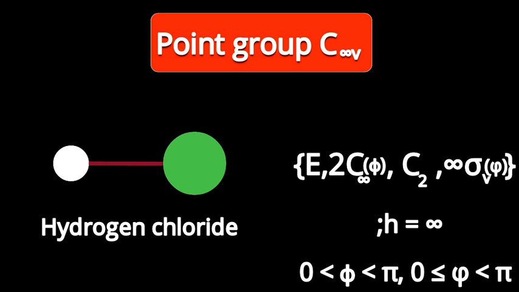Afterwards, there is no center of inversion, there is no horizontal plane, there are no improper axes of rotation or respective operations, but there are vertical planes, and the number of vertical planes is infinite. Whatever the variant angles are by which we cut the molecule, infinite possibilities are there. Here the variant angle is per phi, and the range of per phi is equal to or greater than 0 but less than pi. See here the difference in phi and per phi.